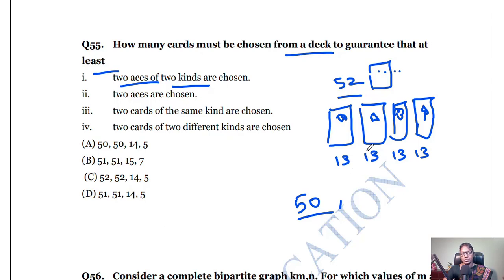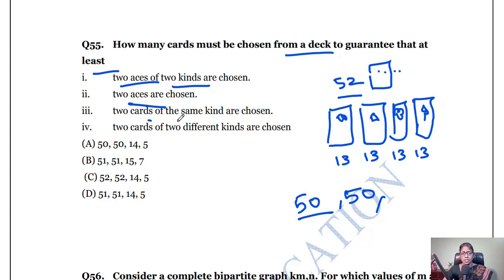If you are not clear, take a deck of playing cards and count it. It will be 52 cards. Then think about 2 aces of 2 kinds being chosen. If I want 2 aces in your hand, how many cards do you have to take? You take 50 cards. If you take 50 cards, surely you have 2 aces in your hands. In the same way, if I want 2 aces, the answer is also 50 cards. If you take 50 from 52, surely you will get 2 aces.